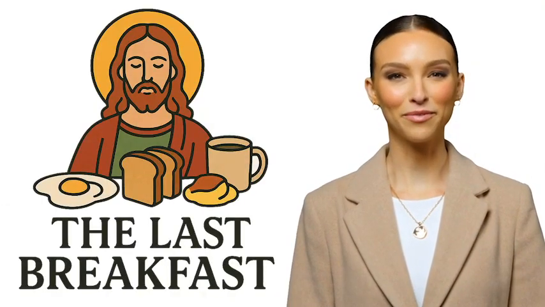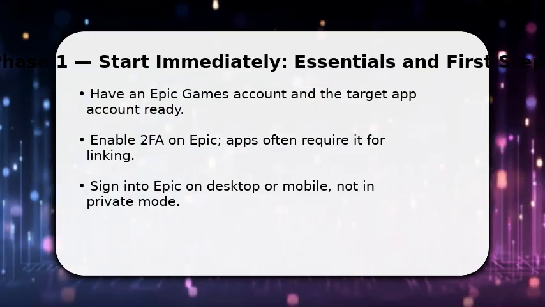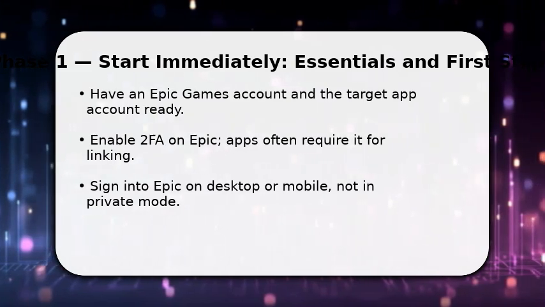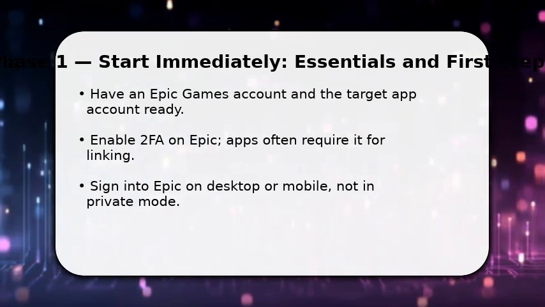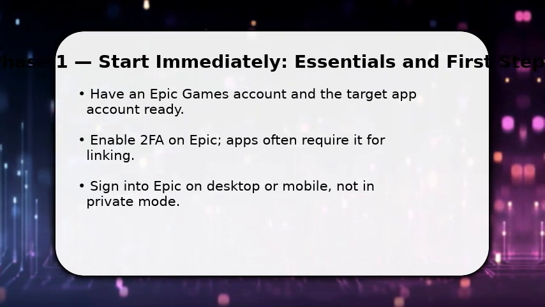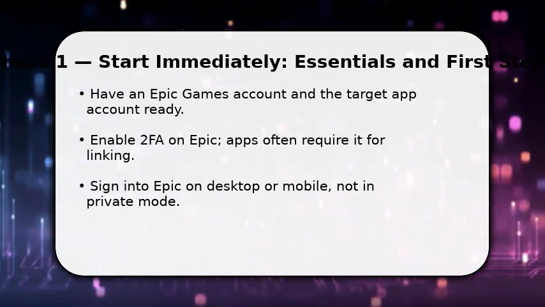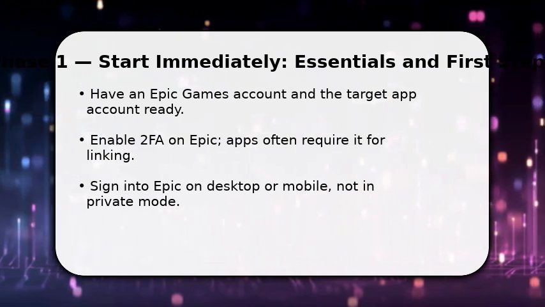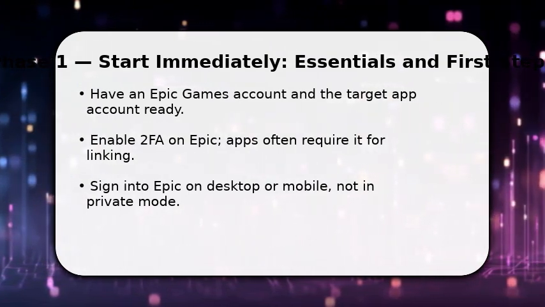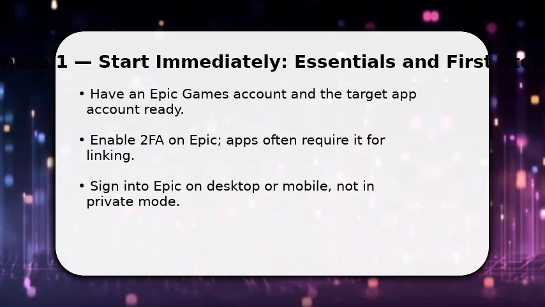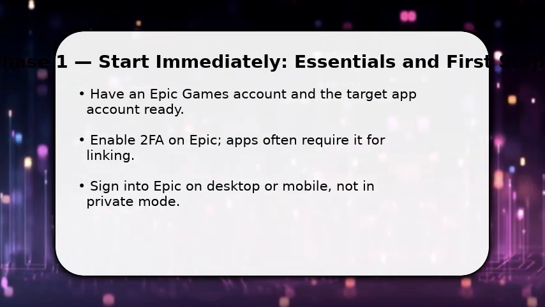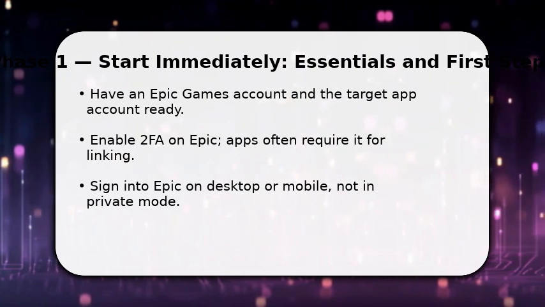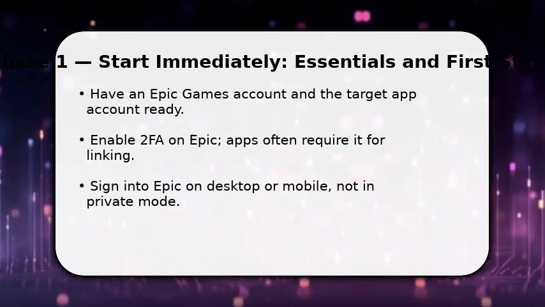Please enjoy the video. You start by confirming accounts and permissions. This eliminates common roadblocks. Sign into your Epic Games account and open the app you want to link. Once signed in, make sure two-factor authentication is enabled on Epic because many integrations require it for security. Next, allow the app to access basic profile info. That permission is usually mandatory.